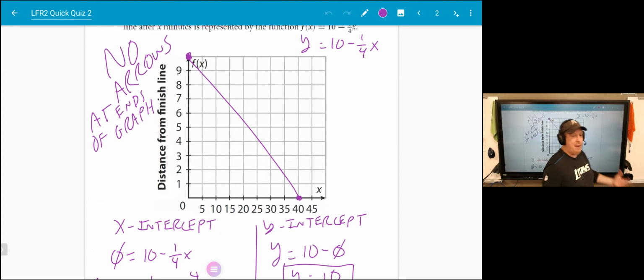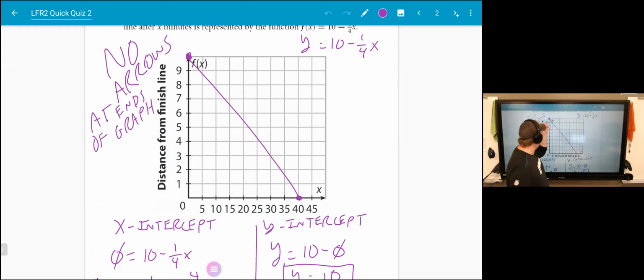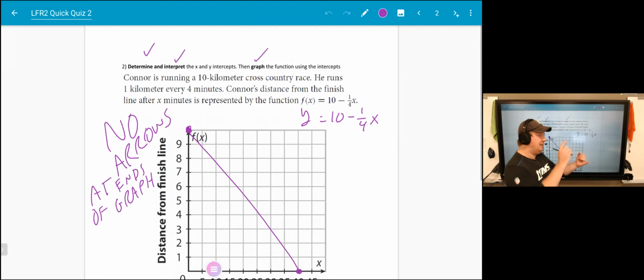Why does it not go past these things? Well, let's see. Once he gets to the finish line, he's not going to keep running. That's not how races work. Back here in time, you can't start in a negative time. I mean, if you want to talk about negative time, if you know how to do that, let me know. Make a lot of money on that, okay? Make sure you do all three things. That's why I put them in bold. Determine, interpret, graph. Do those things.